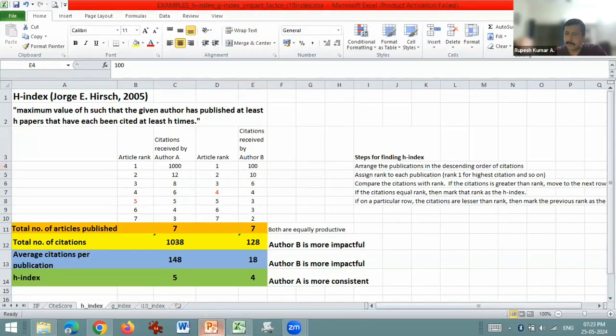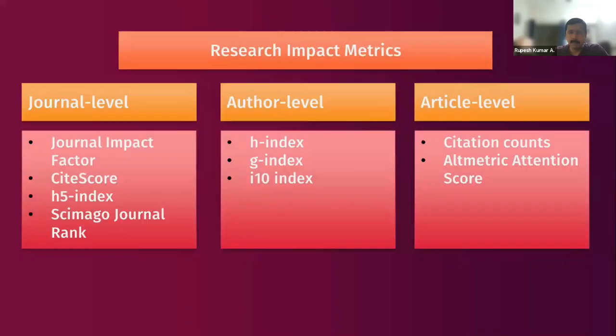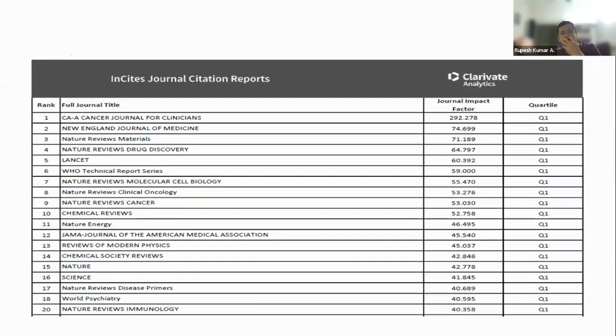Okay. So now let me quickly come back to the presentation. This is an example, a screenshot of journal citation reports. You can see the journal title is given and the journal impact factor is given. Of course, quartile is given. The total number of journals ranked by JCR is divided into 4 equal parts based on the journal impact factor. In the first quartile, the top 25% of the journals will generally have very high impact factor. It is very difficult to publish in Q1 journals.